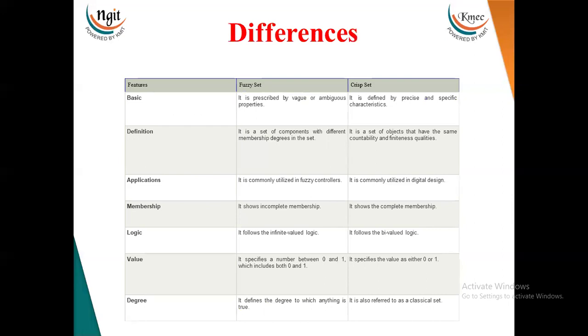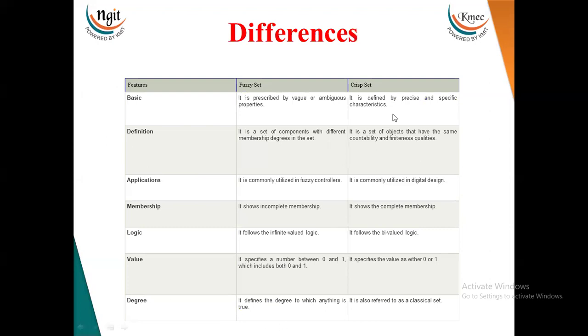Next, applications. The fuzzy set is used in fuzzy controllers, and the crisp set is used in digital design. The fuzzy set shows incomplete membership, whereas the crisp set shows complete membership. Now, what is the value? The value will be 0 to 1. Remember this: the value of the fuzzy set will be in an interval between 0 and 1, whereas the crisp set will have only either 0 or 1.